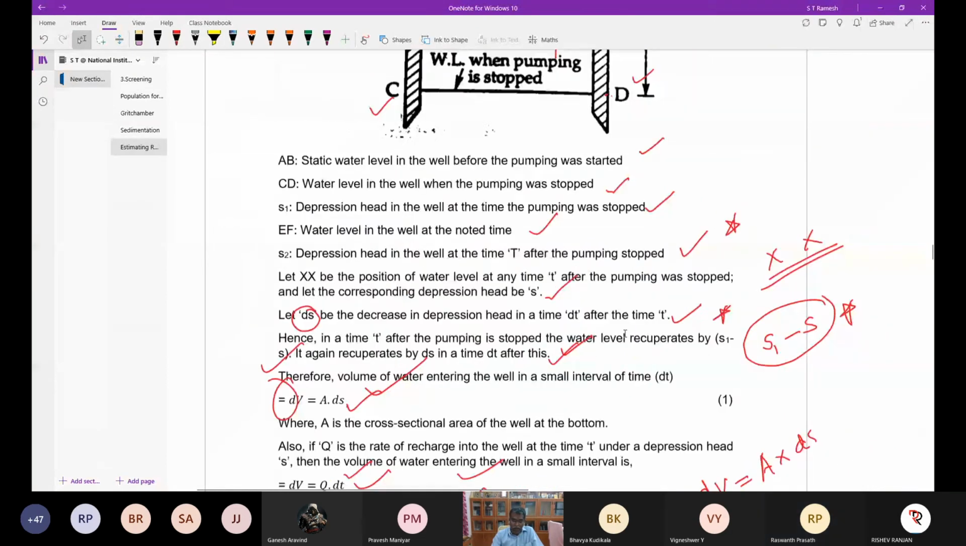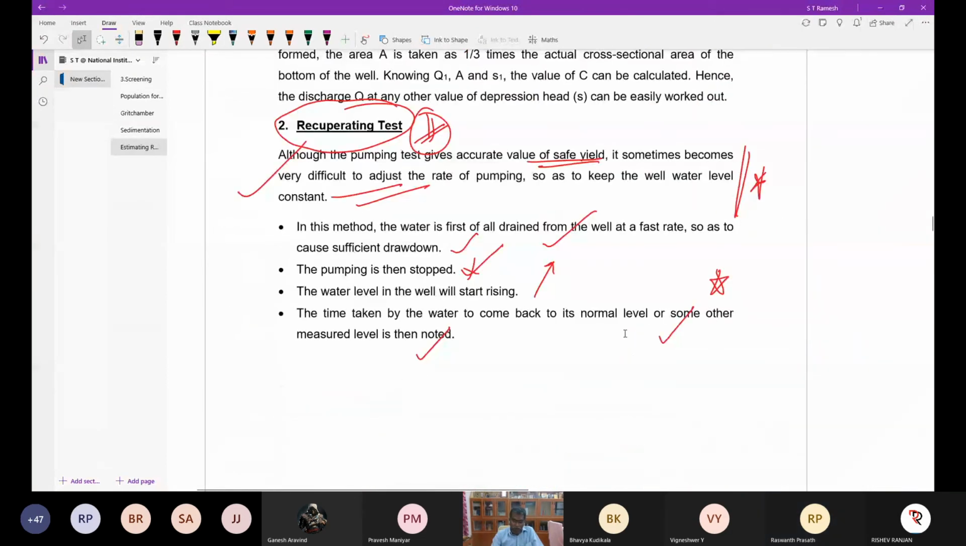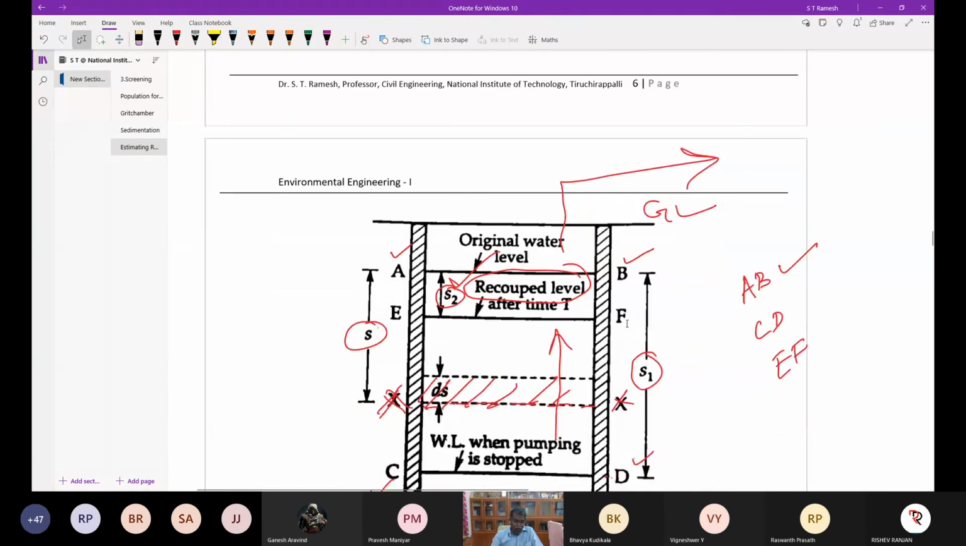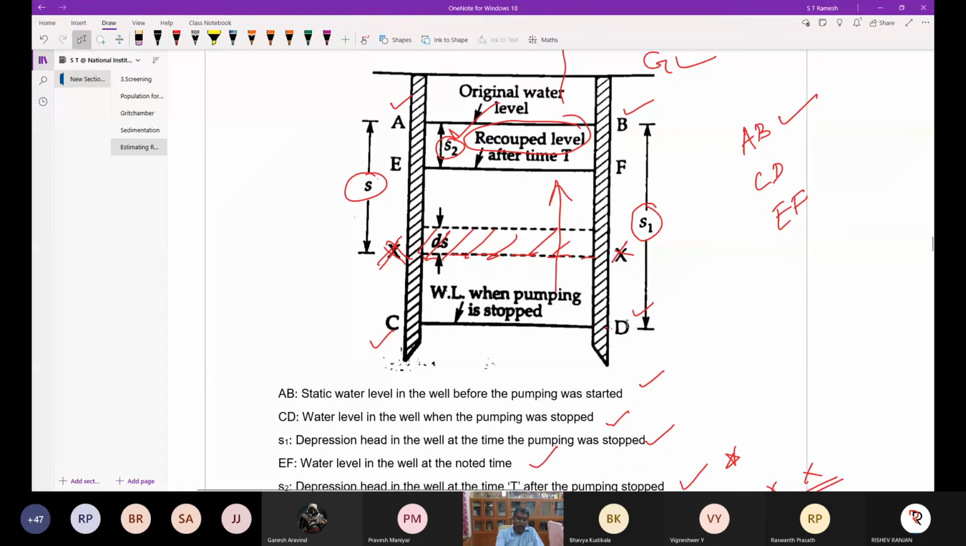Let me repeat again. The recuperating test is very simple. Just switch on the pump and make a heavy drawdown, then stop the pumping and allow the water to rise in the well. Make a note of the time taken to come back to the original water level or a measured level, and calculate your Q value. That's all. A and D is the initial water level, and because of heavy pumping, C and D allow the water to replenish, or recuperate, and it will come up to the level of E and F.